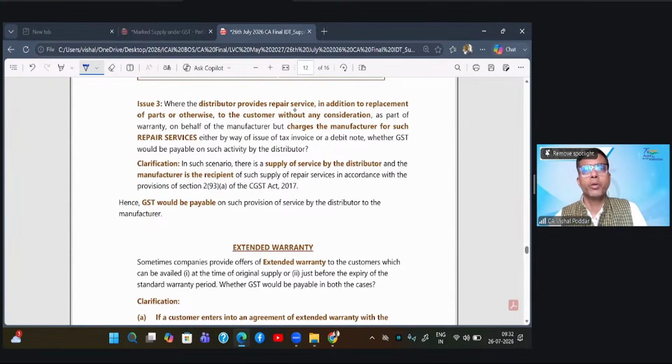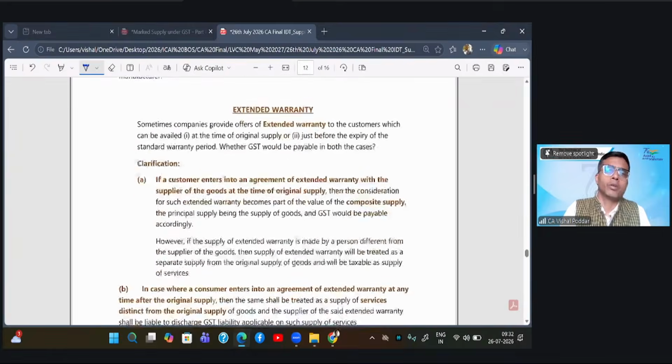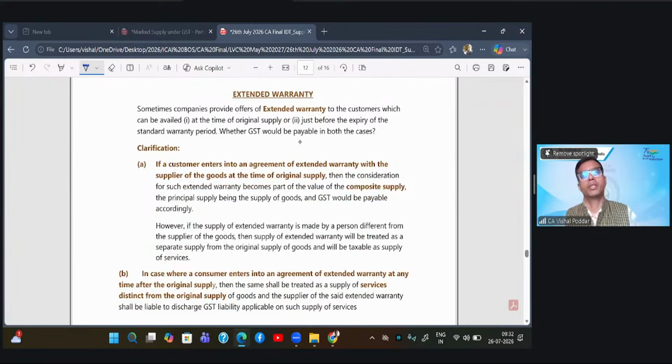Third possibility, distributor provides repair service in addition to replacement of parts. Now, till now, we were talking about replacement of parts. Now, what if the distributor is providing a repair service? In such a scenario, there is a supply of this repair service by the distributor and the manufacturer is the recipient. So distributor will charge GST to the manufacturer on the repair service.